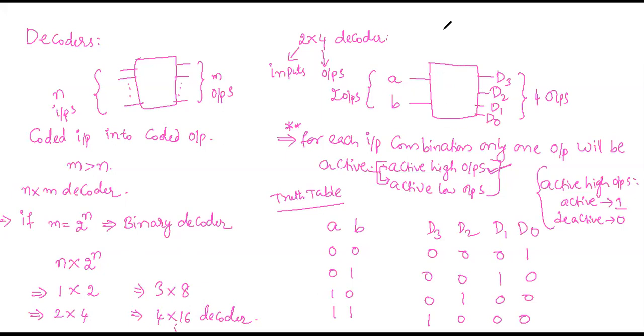Active high means that for each input combination, one output will be active. For active high outputs, active means 1. Now, we will see active low outputs.